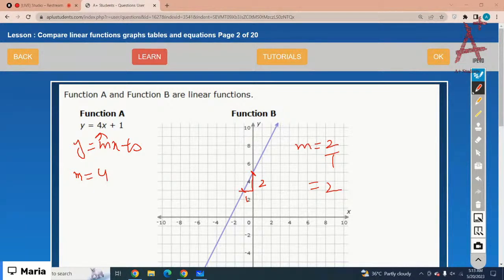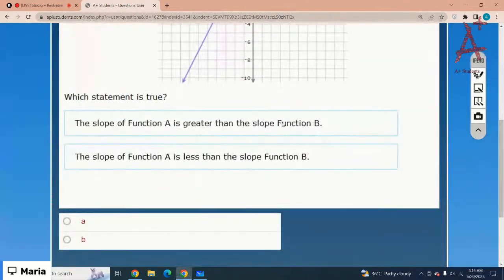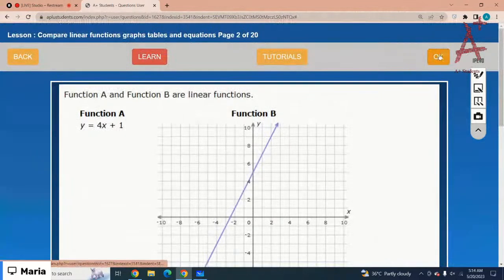So which is the correct option? Correct option is slope of function A is greater than slope of function B, because the function A has slope 4 and the function B has slope 2. So that means the slope of function A is greater than slope of function B. Option number A is the correct option.